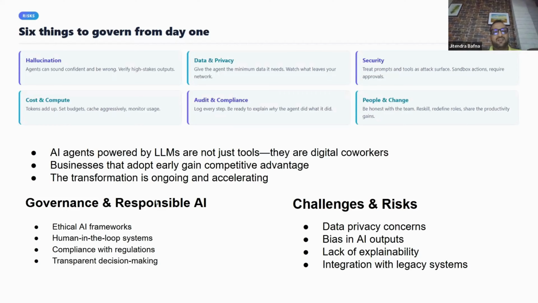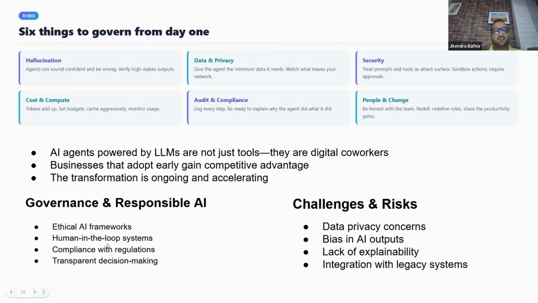Governance and responsible AI. Make sure whatever agent you have built, you build it with an ethical AI framework. Whatever you are doing should be transparent. The person sitting on the other side should know why this particular output is generated, what kind of information has been saved, what kind of information we are collecting, and why we are collecting it. The person on the other side should know this.